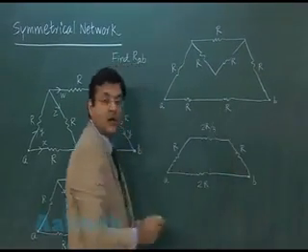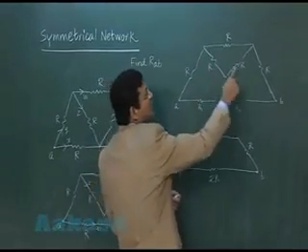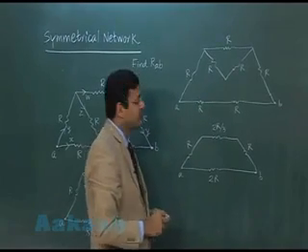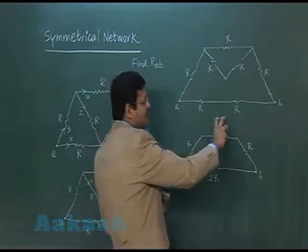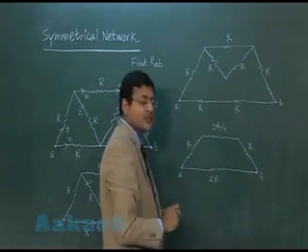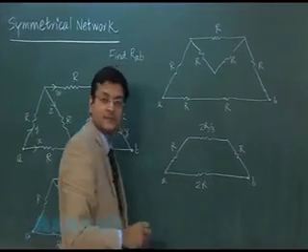This entire network now looks like this. ये 2R by 3 कैसे आया? This is 2R and R in parallel. So 2R into R upon 2R plus R, so that is 2R by 3. And now this 2R by 3 is in series with this total 2R. You see this? This 2R by 3 is in series with this 2R.